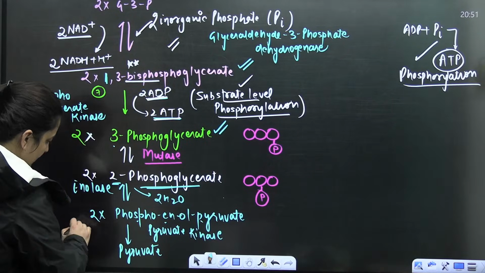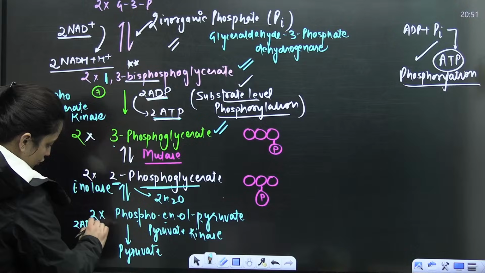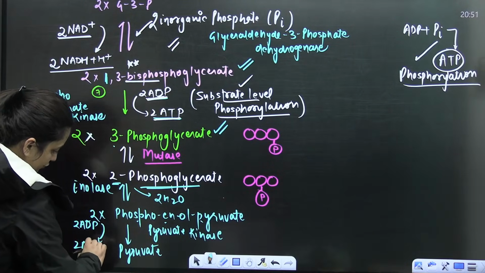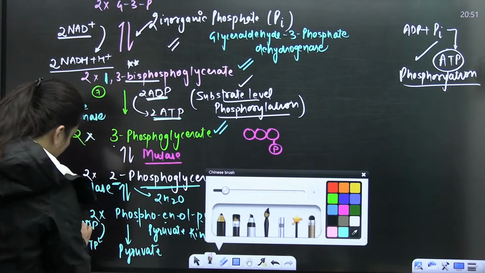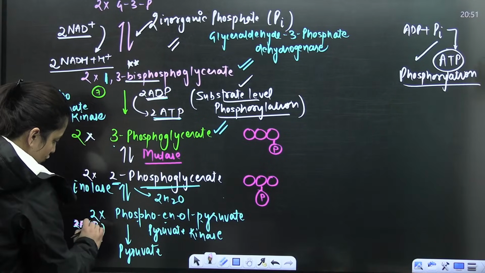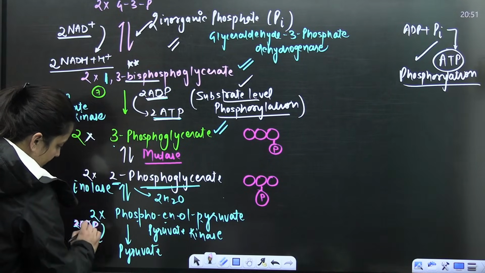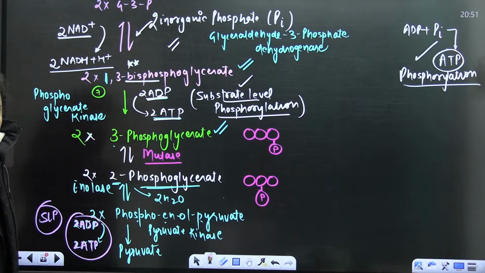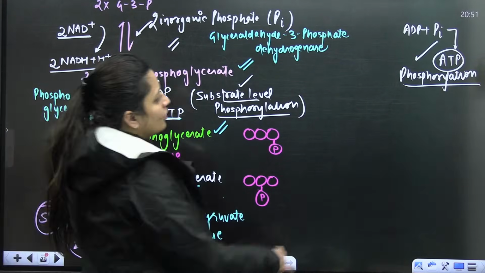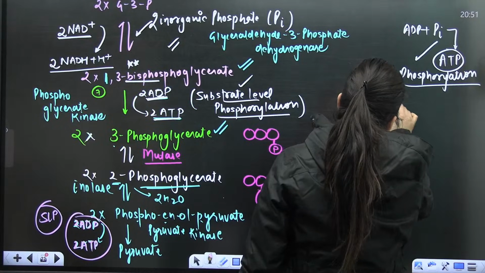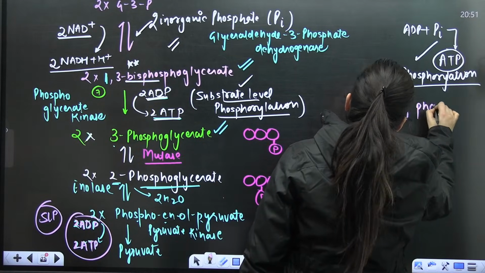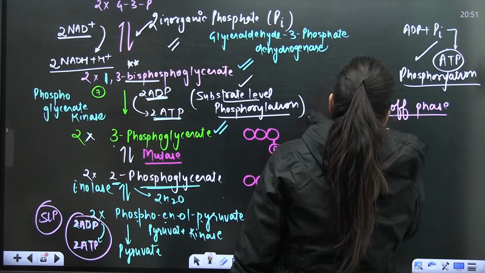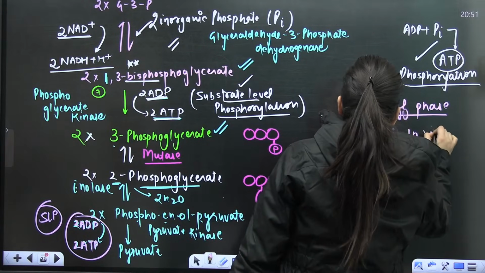Where is that phosphate? Again here also 2 ADP will be converted to 2 ATP. Can you see that? 2 ADP will be converted to 2 ATP. This is again the substrate level phosphorylation. Am I clear? So the payoff phase is in front of you. You can see that very clearly. Basically step 1 and 10 are irreversible.